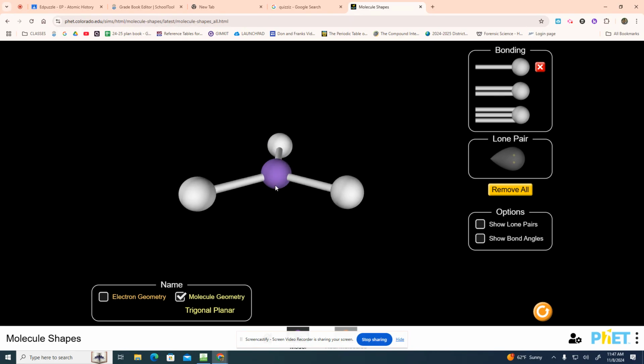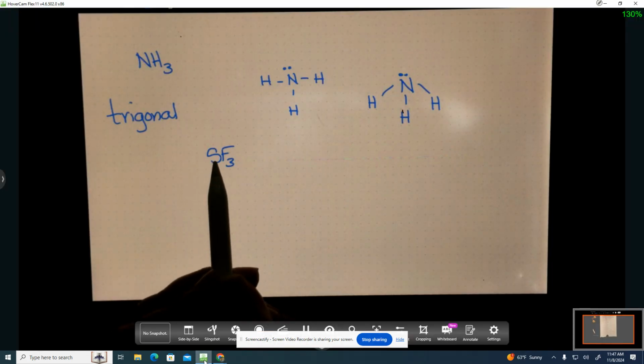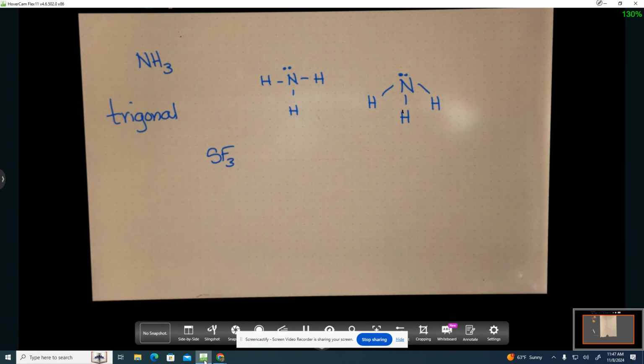Now, The Regents does not distinguish between trigonal planar and trigonal pyramid. It just says trigonal. You don't have to worry about having that extra set of electrons. So ammonia is going to be trigonal. If you have an element like SF3, and you have 3 around a central atom, it's going to be trigonal. Try 3 things around it.